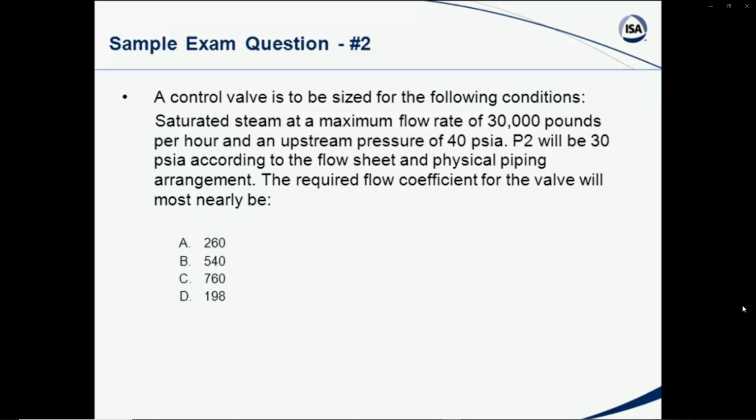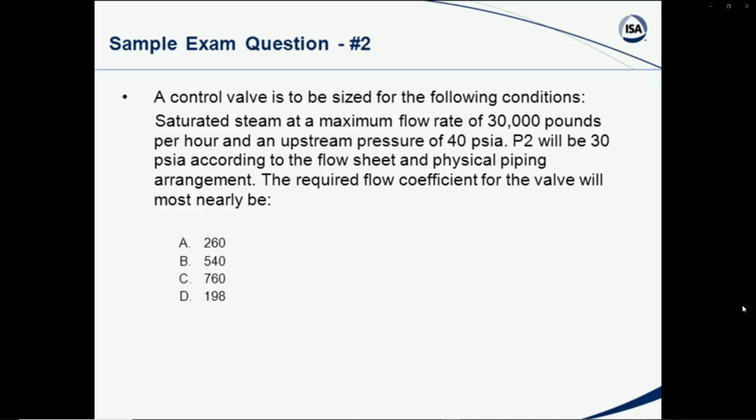All right, the next question: a control valve is to be sized for the following. This is saturated steam at a maximum flow rate of 30,000, upstream pressure of 40 psi. P2 will be 30 psi according to the flow sheet physical piping arrangement. The required flow coefficient for the valve will most nearly be 260, 540, 760, or 198.